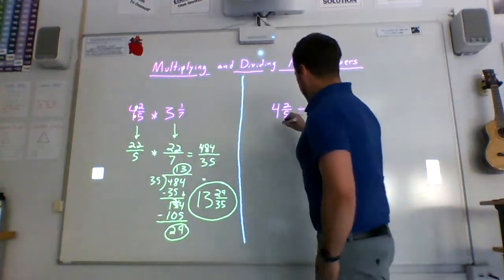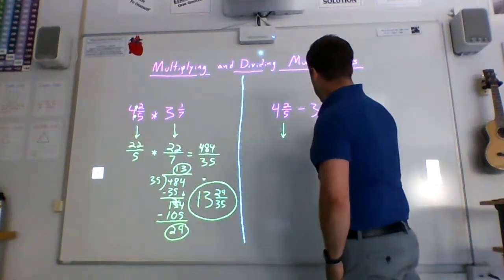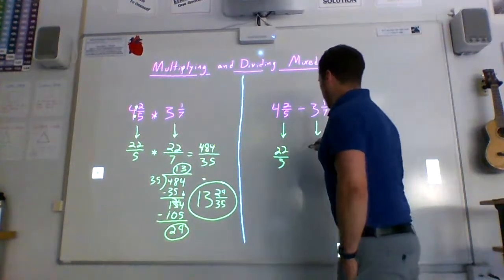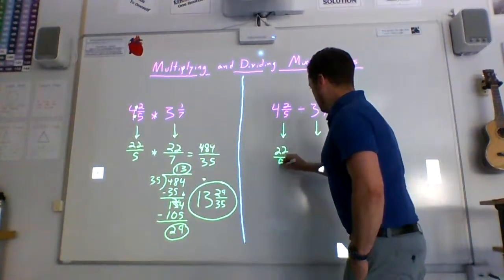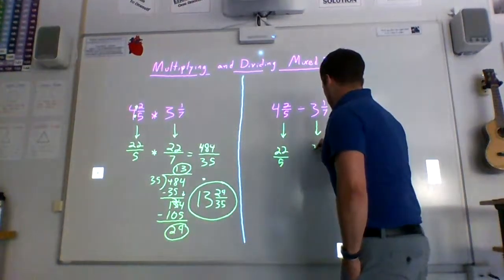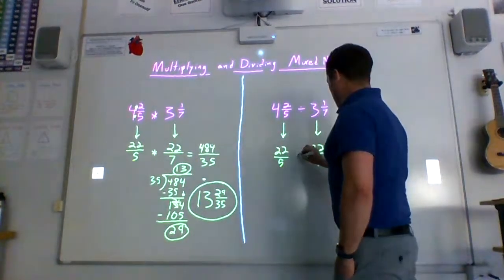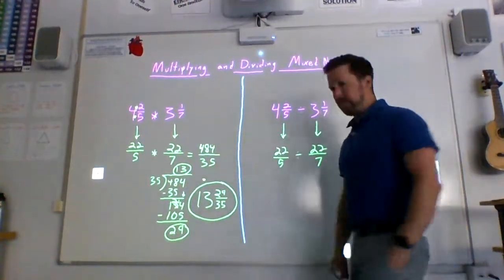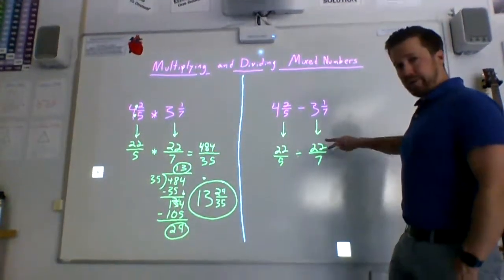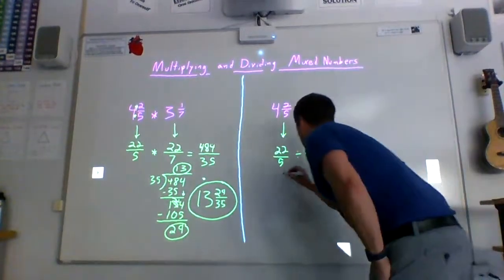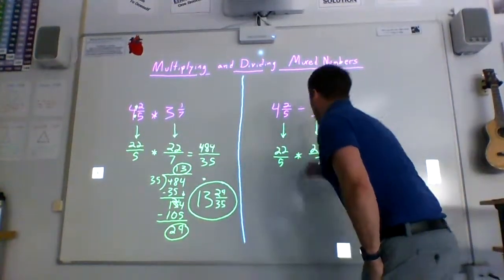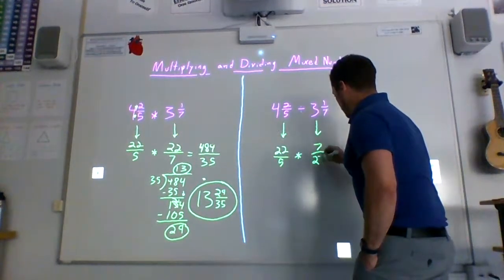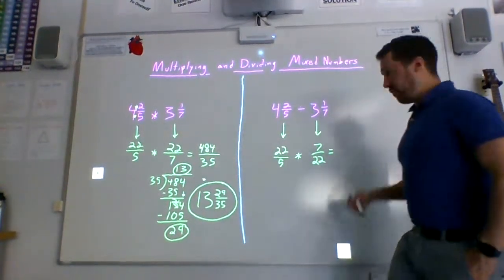A little less work again because I already know what these are converted. This is going to be 22 fifths. And this is going to be 22 sevenths. Now, oops, sorry. Before I can turn that into a multiplying sign, I need to flip these. Okay, this is going to turn into multiplication. This is going to turn into 7 over 22. And we'll see what we get.